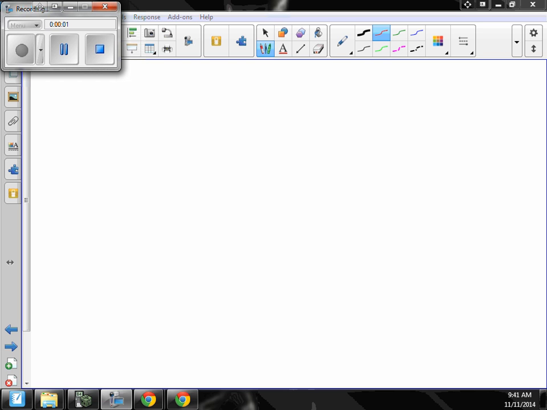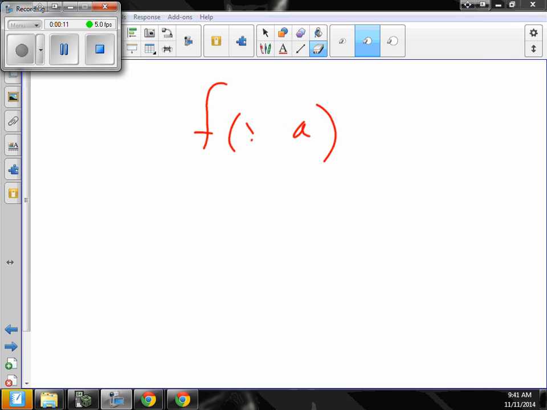So if I have a function, f of x, what happens if I add a number on the inside? It moves to the left. What if I subtract the number on the inside? Moves it to the right.